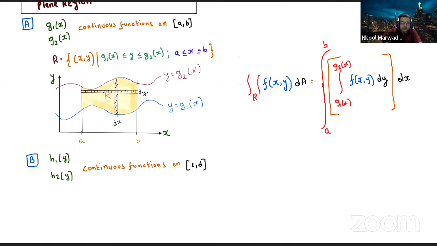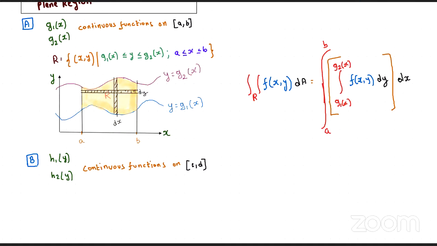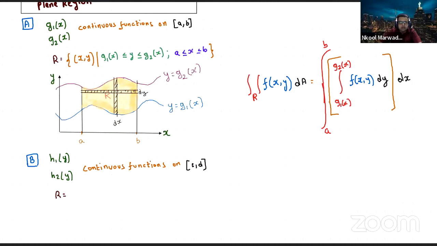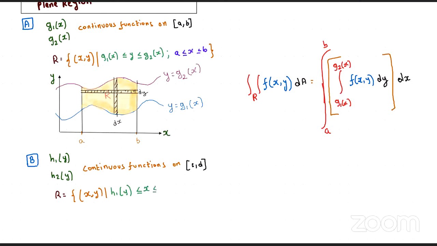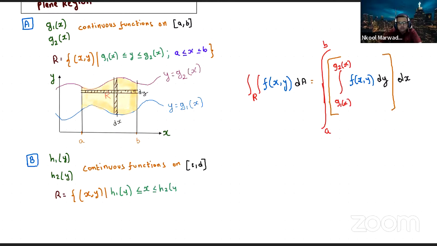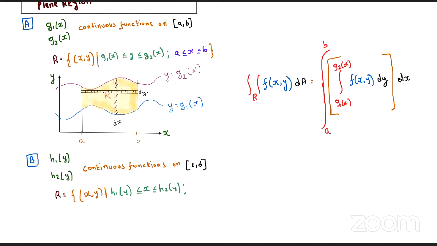Now I have defined a region. The region will contain points x comma y such that x lies between h1(y) and h2(y), and y lies between c and d. Where are c and d? That I will draw.